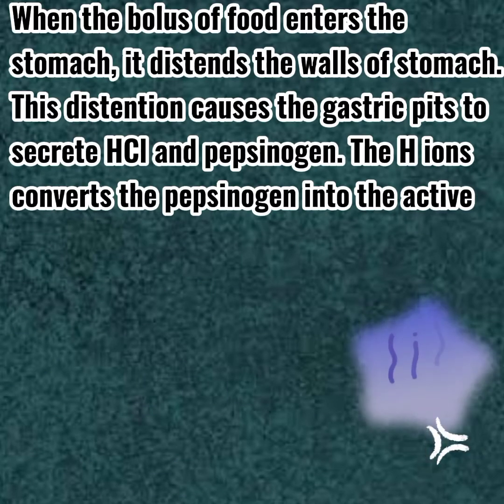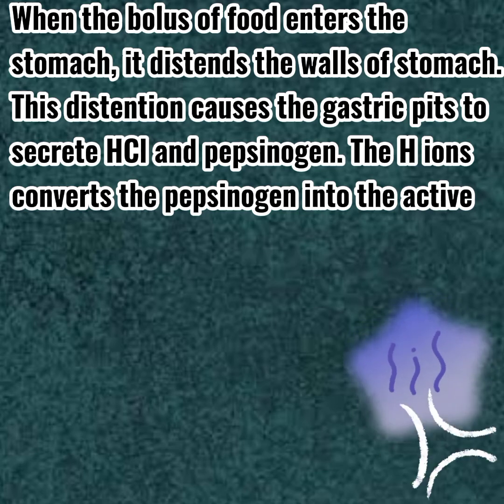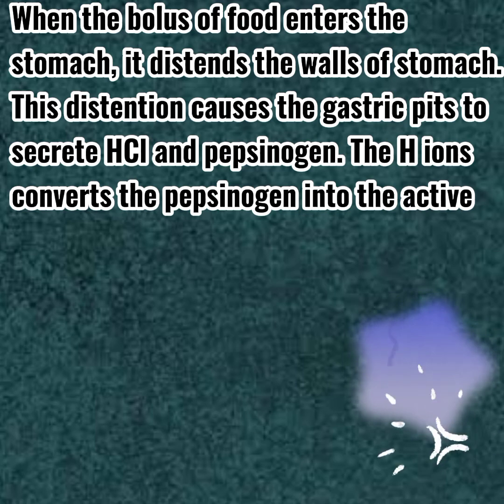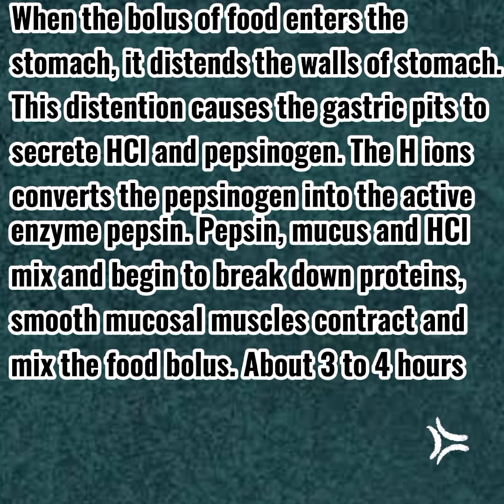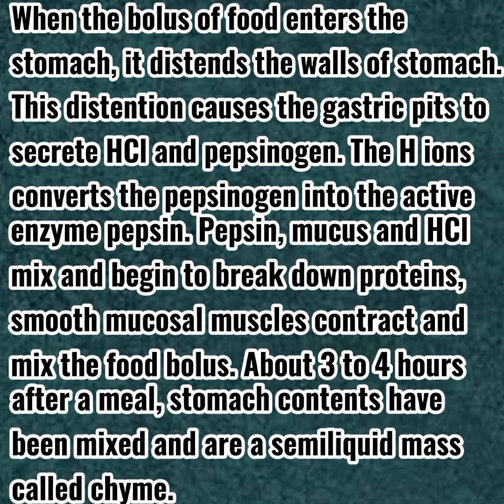When the bolus of food enters the stomach, it distends the walls of the stomach. This distension causes the gastric pits to secrete HCl and pepsinogen. The H+ ions convert the pepsinogen into the active enzyme pepsin. Pepsin, mucus and HCl mix and begin to break down proteins. Smooth mucosal muscles contract and mix the food bolus. About 3 to 4 hours after a meal, stomach contents have been mixed and are a semi-liquid mass called chyme.